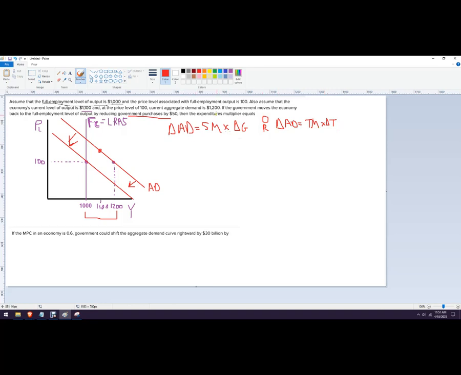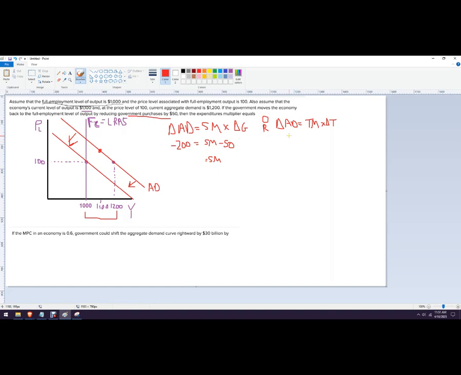Okay, so let's just fill in what we know. We know that we want to shift aggregate demand by 200, so we want this to decrease by 200. We do not know the spending multiplier, but we do know that the government purchases are going to decrease by 50. So it's 50 times SM, which is the spending multiplier.